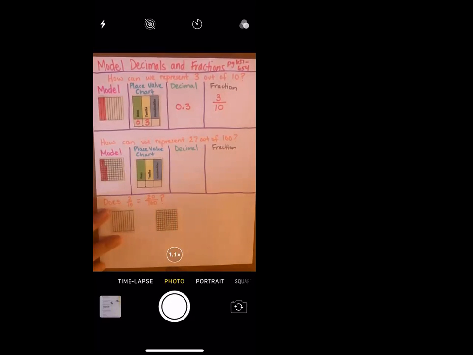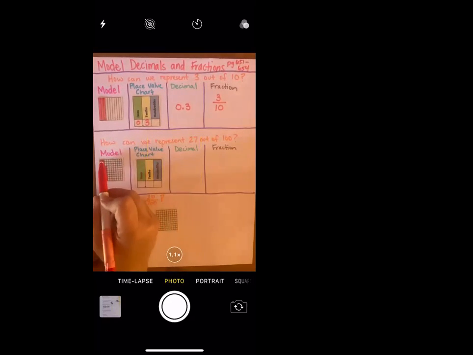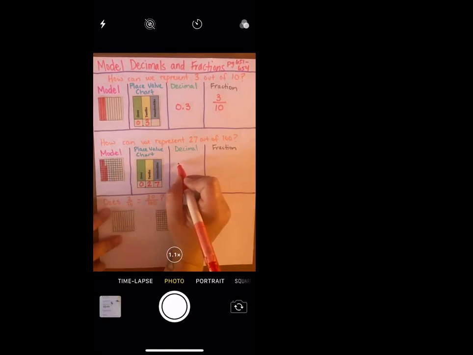Now on our place value chart, I have 0 ones because I don't have any whole models shaded. I have 2 tenths because there's 1, 2 whole tenths shaded, and then I have 7 hundredths shaded, okay? So in our place value chart, and then we have our decimal, 0 ones, 2 tenths, and 7 hundredths. So that's 27 hundredths as a decimal.